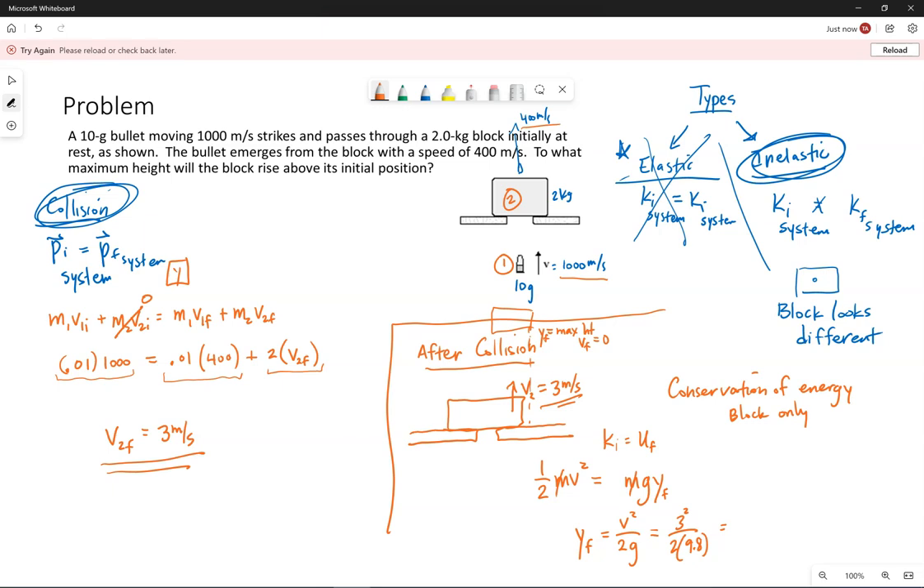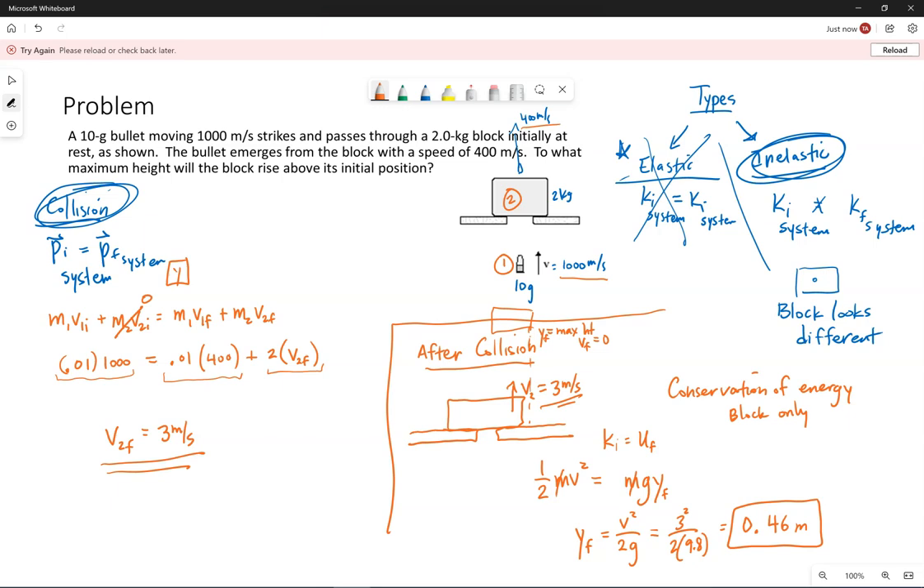All right, so 3 squared divided by 2g. Getting 0.46 meters. So just under 1/2 meter is how high that block will go. So energy and momentum can be used in similar problems. Just be careful in terms of when you're using both equations.